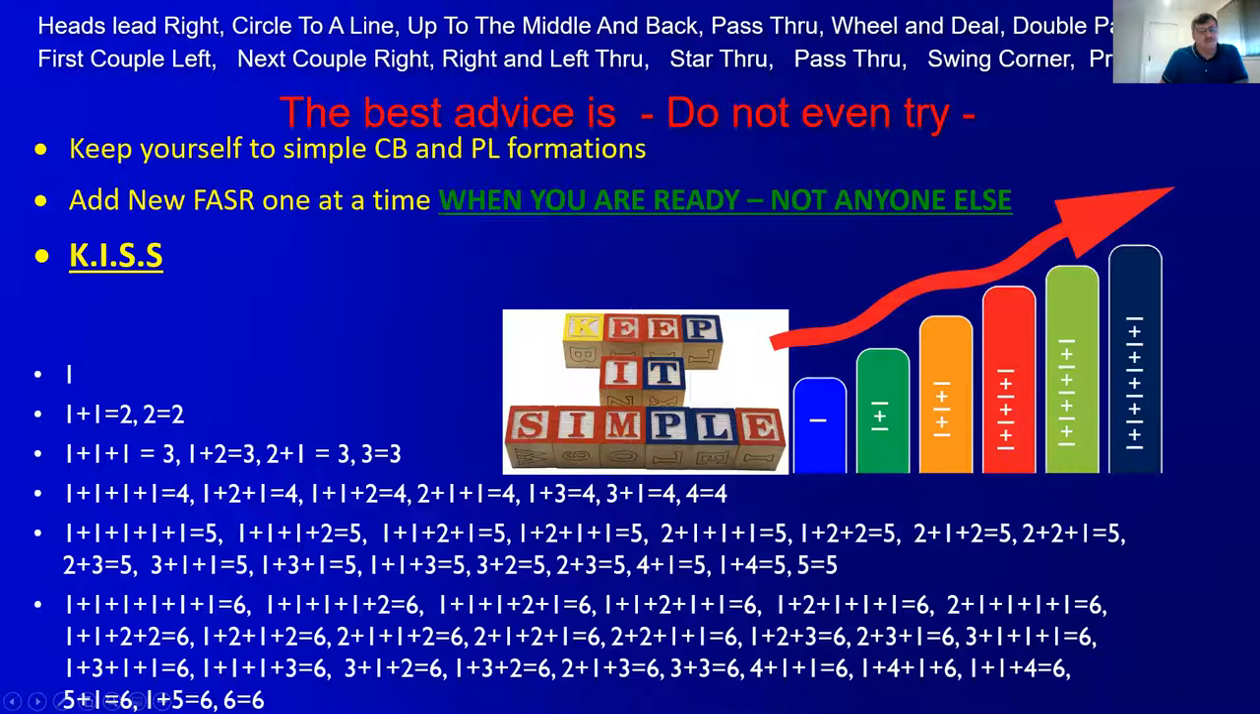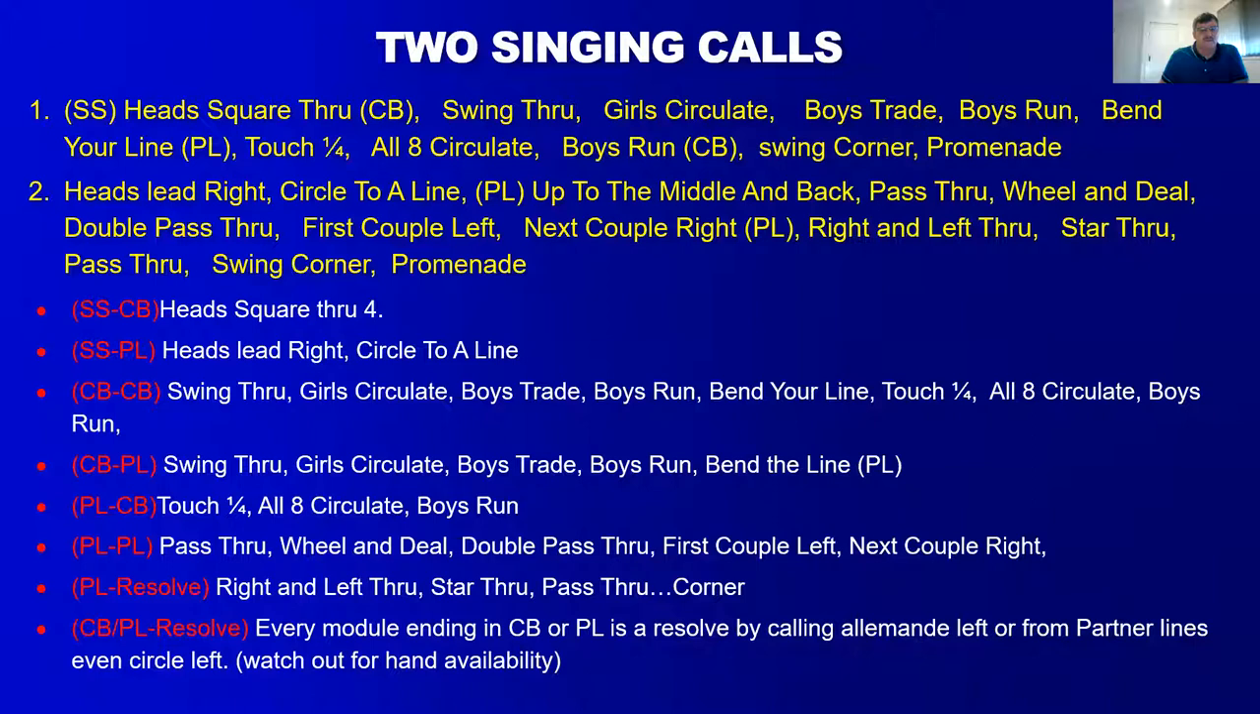Yeah, so when we look at those 2 singing calls, we've identified the get-ins. Head square through, swing through, girl circulate, etc. We've looked at the next singing call. Those are the 2 full sequences. Static square to a corner box. We have a movement get-in to a corner box. We have a movement get-in to a partner line.